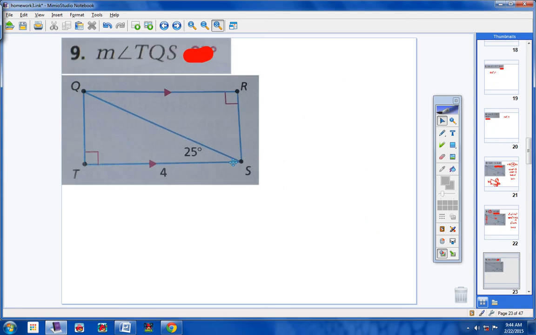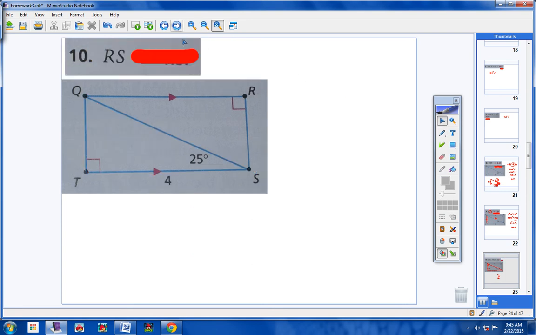Alright, continuing on to number 9. They want us to find the angle of TQS. Well, students, come on, look. Here's T, Q, S. So from T to Q to S, we're looking for this angle right here. Okay? So that's really pretty easy. We have a triangle right here. Right here we have 90 degrees. So 90 plus 25 is 115. So this angle right here has to be 65 degrees. Because 115 plus 65 gives you 180. And all triangles have interior angles that add up to 180. Alright, moving on to number 10.